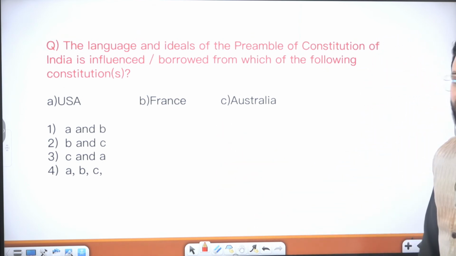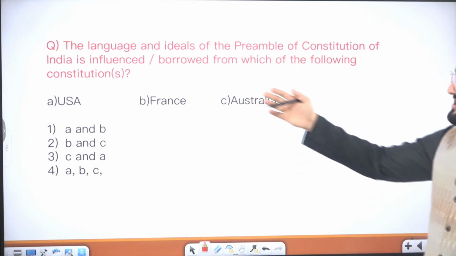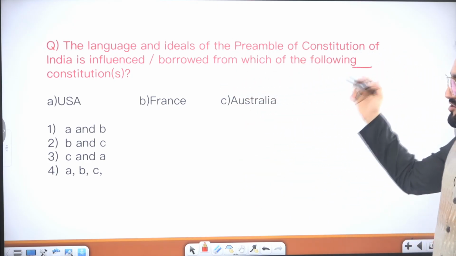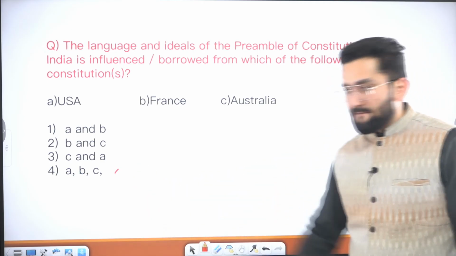Now, attempt this question. The language and ideals of the preamble of Constitution of India is influenced by, borrowed from, which of the following constitutions? Answer is ABC, fourth.